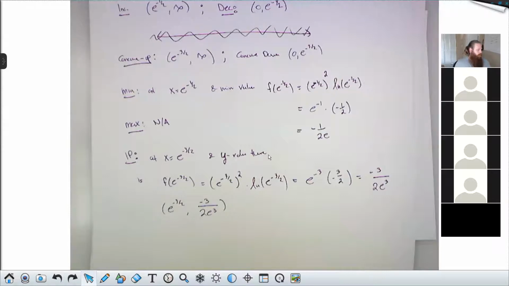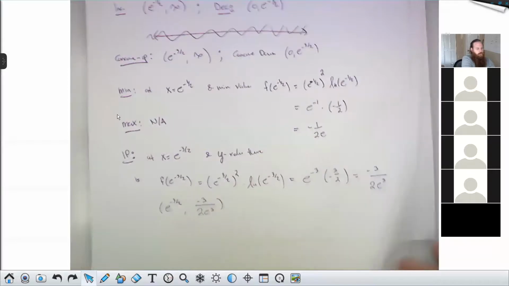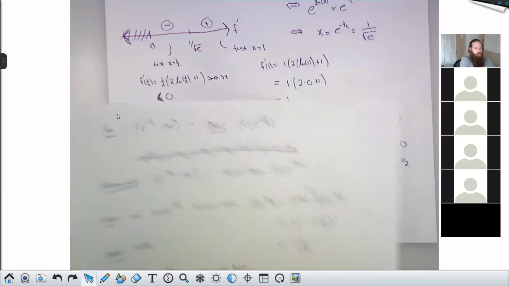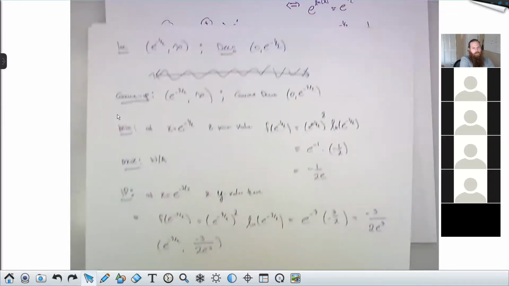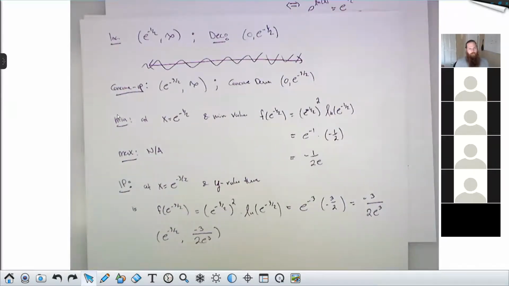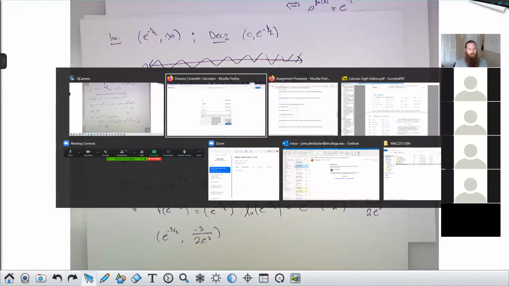I do have to pay attention to the time here. We're doing okay so far. Questions on how we came up with the intervals of increase and decrease, intervals of concave up, concave down, min, maxes, and inflection points for this function? Okay, I think that brings us to Andrew's question then, which is number 17 in homework 9.